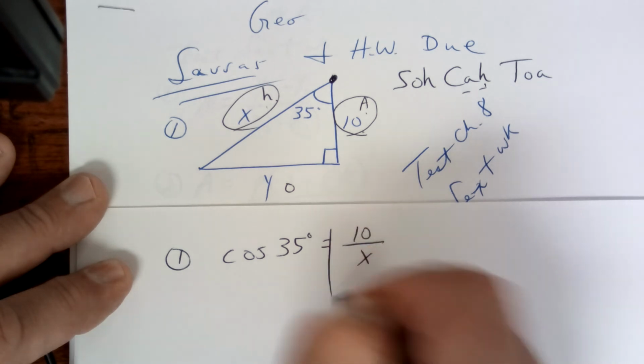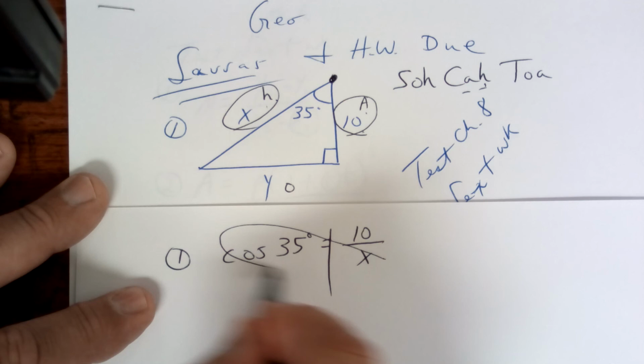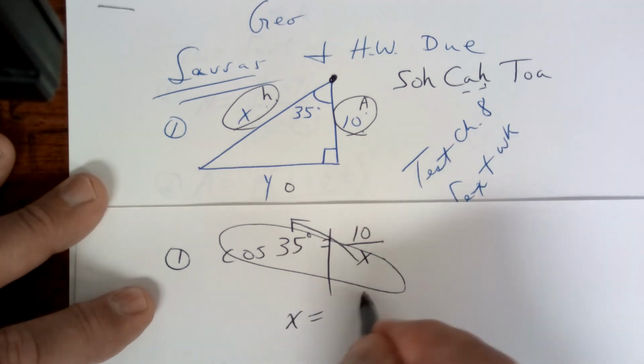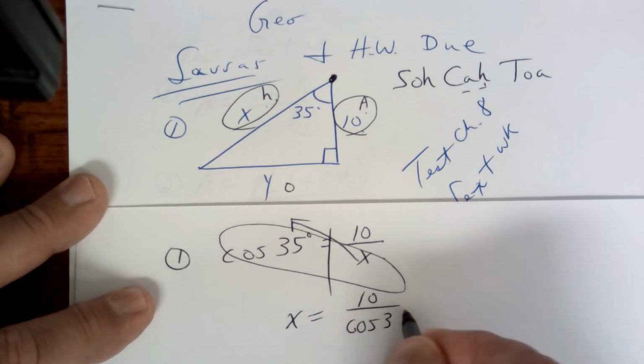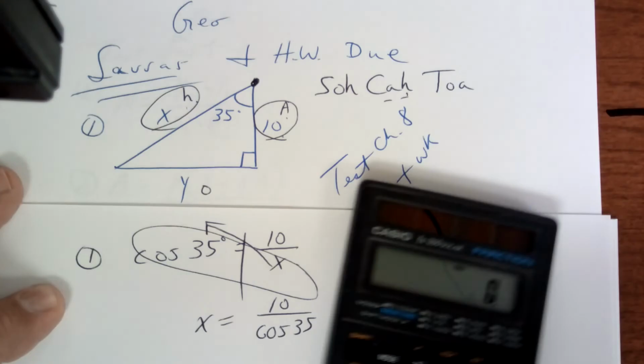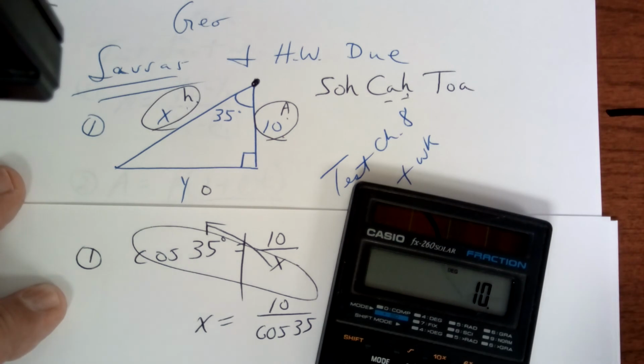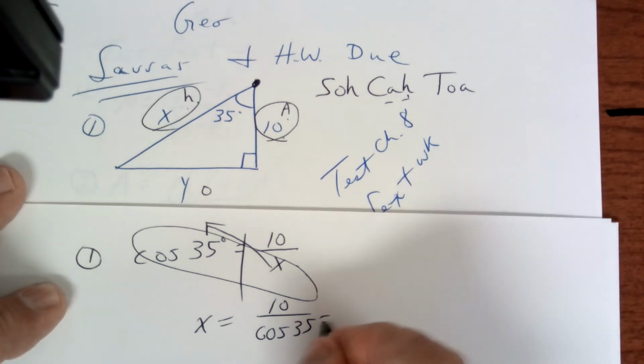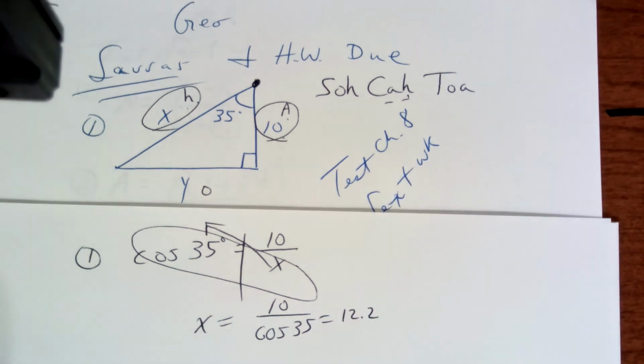Now what I'm going to do is switch these two. I'm going to move the X up here, and I'm going to move the cosine of 35 down here. Just one move, and we got the answer. So take your calculator, do it right now. 10 divided by 35 cosine, press equals. I get 12.2, and so should you. If not, ask, okay? Make this just a little bit smaller so I don't run out of space.